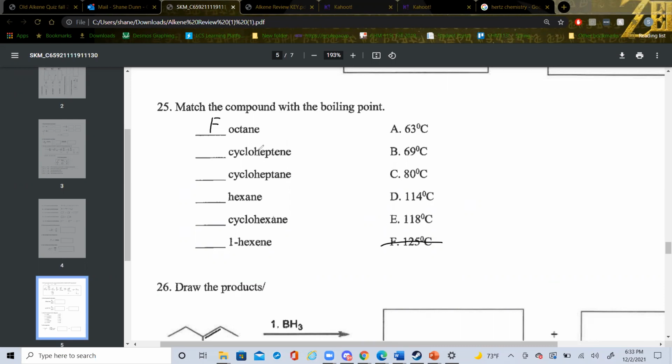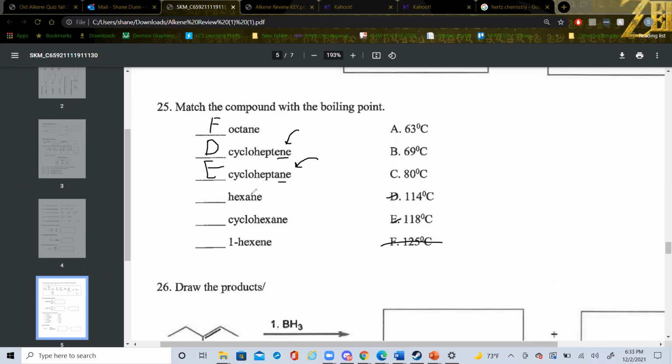Up next, we have cycloheptane and heptene. This one right here is going to be a double bond, and this one here is going to be a single bond, which means these are also going to be your second highest. The double bond one is going to be a little lower than the single bond one. So D and E are taken care of.